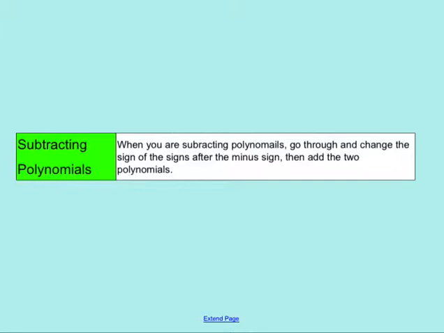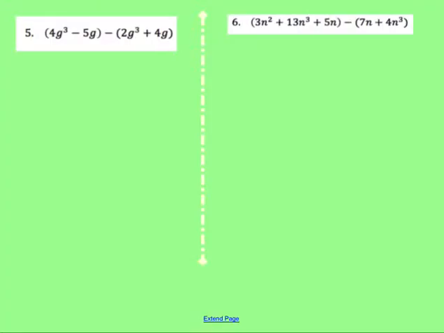When you are subtracting polynomials, you need to go through and change the signs of anything after the minus sign. So anything in the parentheses following the minus sign, you have to change the signs of everything in that parentheses. And once you've done that, you can go ahead and set up your columns. So that could be kind of confusing. Let's go ahead and take a look at what I mean by that.